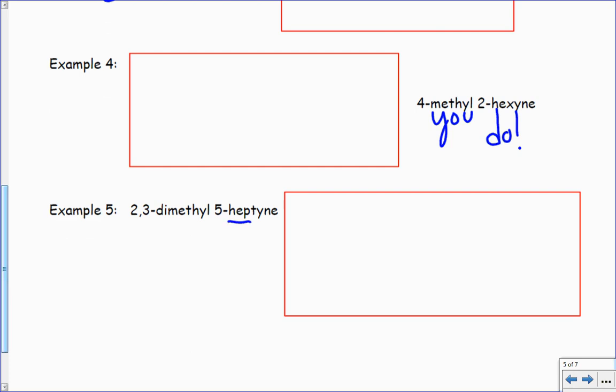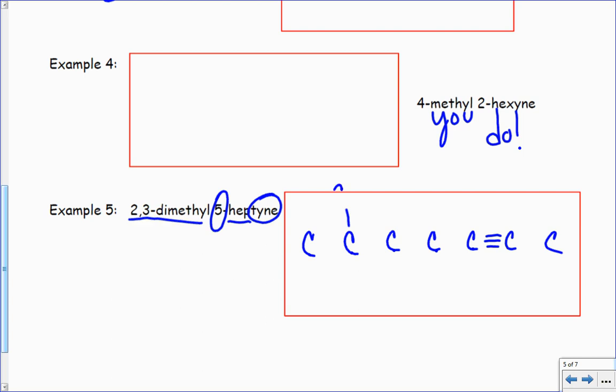Hept. Hept is 7 carbons. 1, 2, 3, 4, 5, 6, 7. It says on the 5th carbon I have an ine. 1, 2, 3, 4, 5. I have my triple bond. It says I have 2,3-dimethyl. So on carbon number 2, I have a methyl, which is a CH3. And on carbon number 3, I have a methyl.